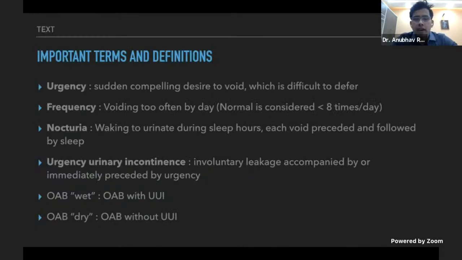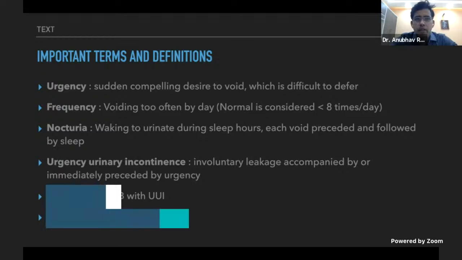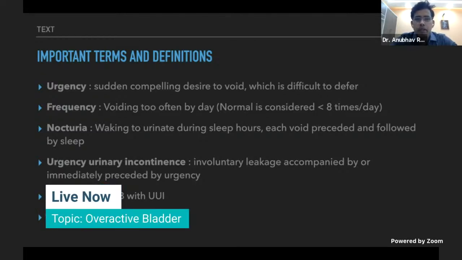So what is overactive bladder? We'll try to understand the disease, but so that we are on equal understanding terms, we'll have a short definition of a few important things which we need to know about. Like urgency, we say that we are having urgency, but how do you define it? Urgency is defined as a sudden compelling desire to void, which is difficult to defer. So if you get a desire to void, that is normal, but if it has come very suddenly and you're finding it very hard to defer and you get uncomfortable, this feeling is known as urgency.